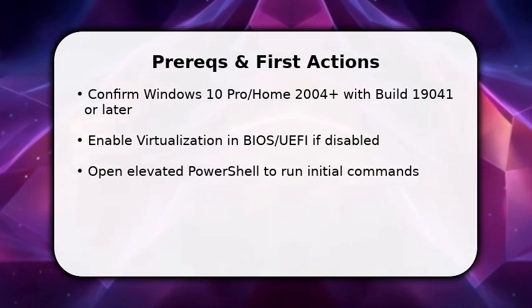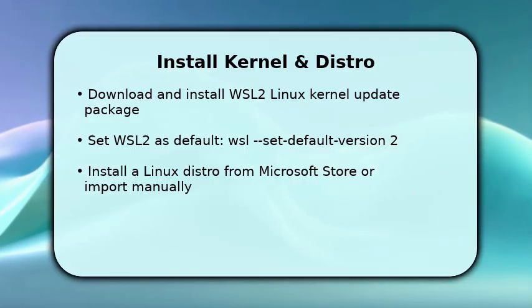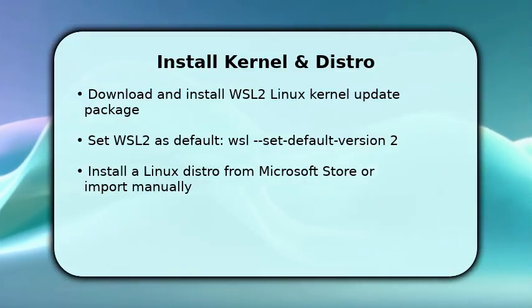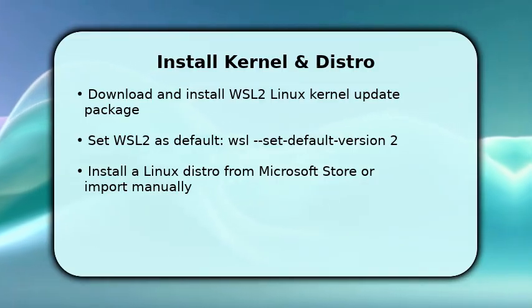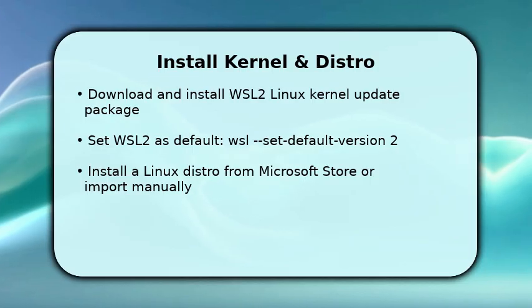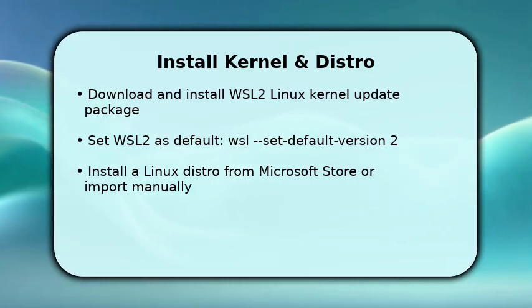Next, install the Linux kernel update package because WSL2 uses a real Linux kernel for compatibility and performance. Once installed, run wsl --set-default-version 2 so new distros use WSL2 by default. Then install your chosen Linux distribution from the Microsoft Store or import a distro tarball if you prefer manual setup.